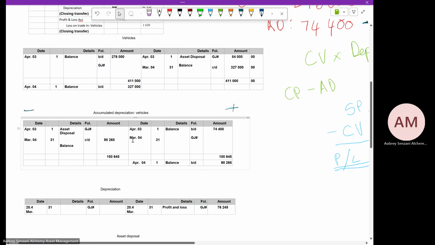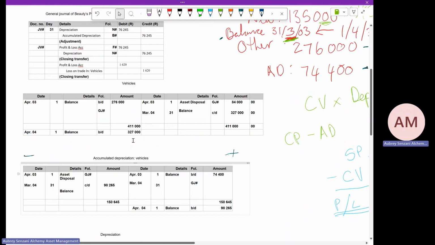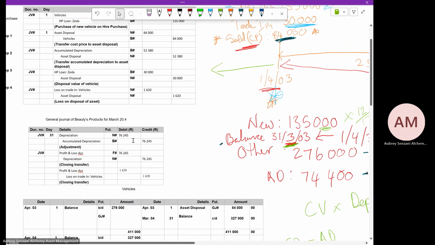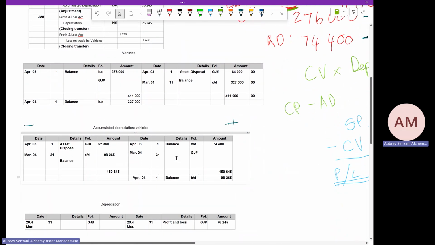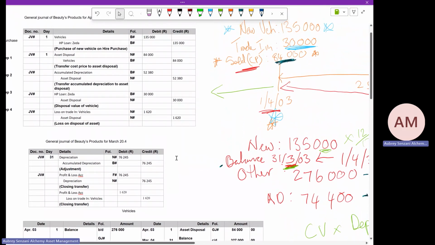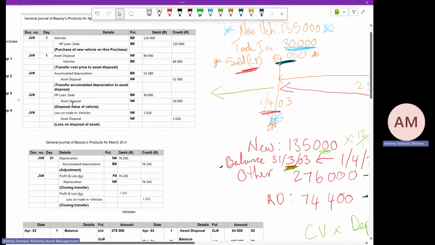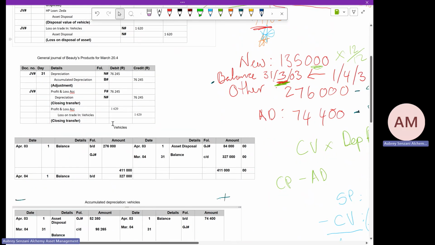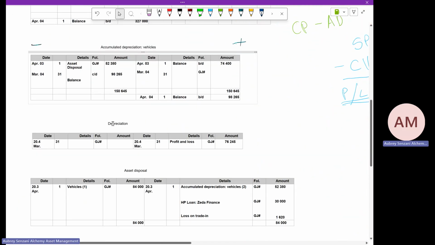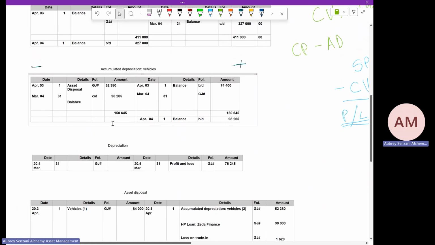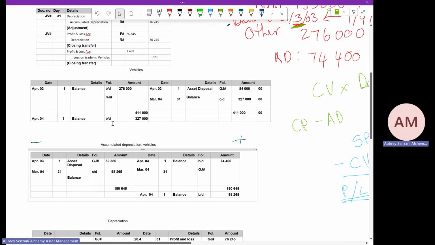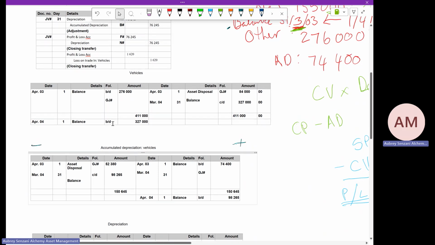And that was for, how much was it? 52 something. 52,380. Okay, fine, no problem. We dealt with that. We then come to the disposal, or the trade-in, sorry. How did we trade this in? Did they ask us to do that account? They didn't ask us to do HP loan Zeta. Okay, so you can skip that one.